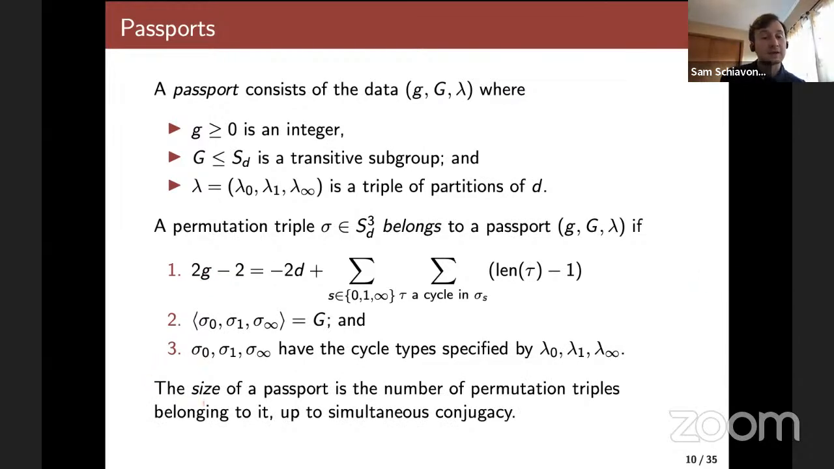The size of the passport is going to be a very important invariant. The size of a passport is the number of permutation triples belonging to it up to simultaneous conjugacy. Simultaneous conjugacy is basically just reordering the sheets of a cover. So the size tells us how many Belyi maps there are with given ramification type, given group, and given genus that belong to this passport. The size is going to give us a bound on the degree of the number fields, the fields of definition of these Belyi maps, which will be important in our computations later.